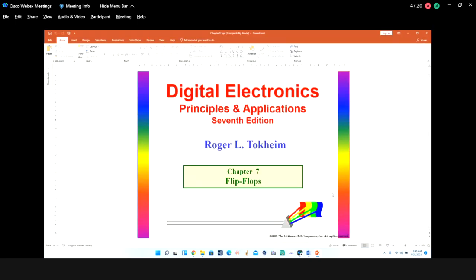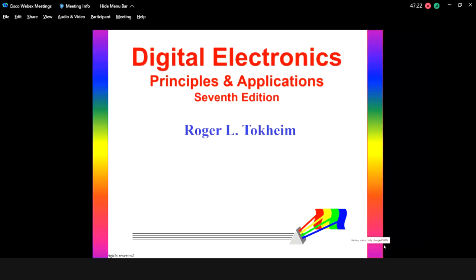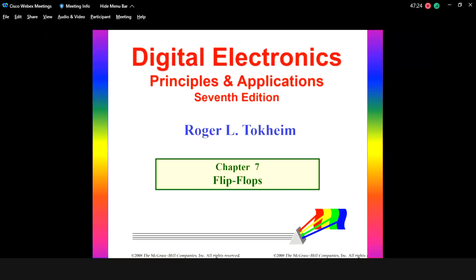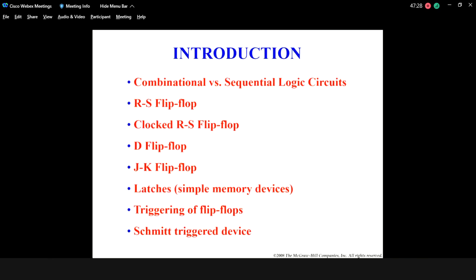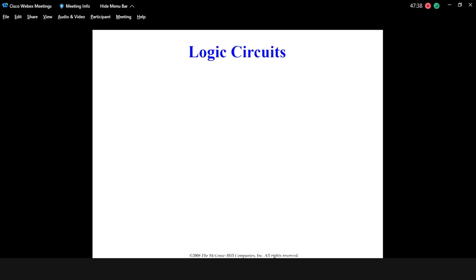Okay, now we are going to the flip-flop. So this one is very straightforward. Very straightforward. You also need to remember the truth table.